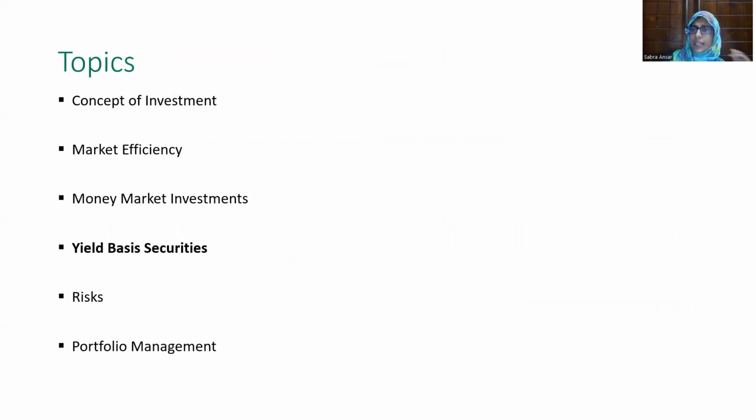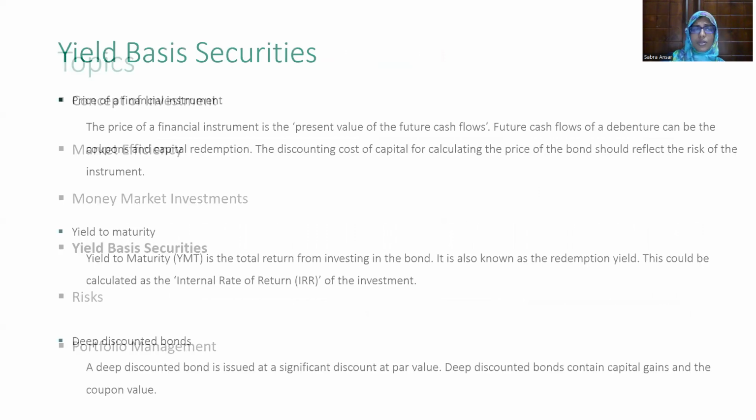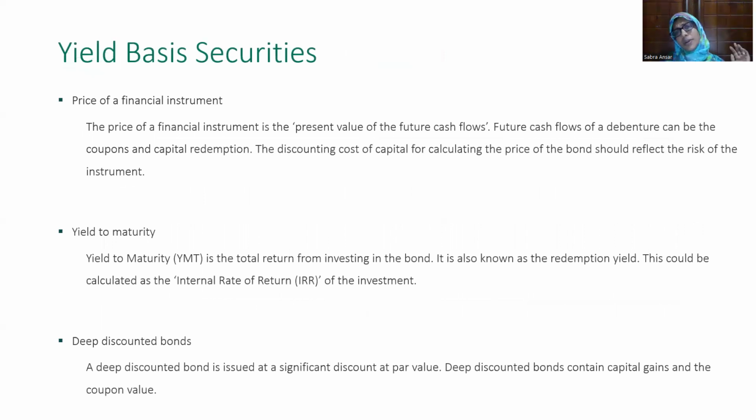Now we'll be talking a little about yield-basis securities. Here we are just going to talk about generally what these terms mean. What is the price of a financial instrument? It is basically the present value of the future cash flows. The future cash flows of a debenture can generally be coupons or capital redemption, and the discount cost of capital for calculating the price of bonds would generally reflect the risk of the instrument.